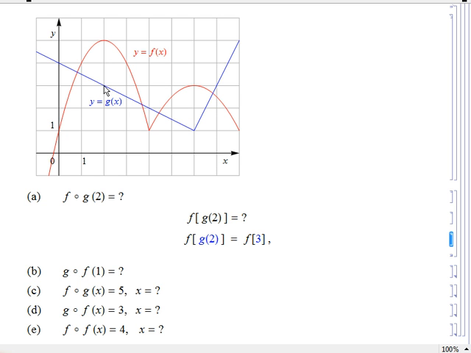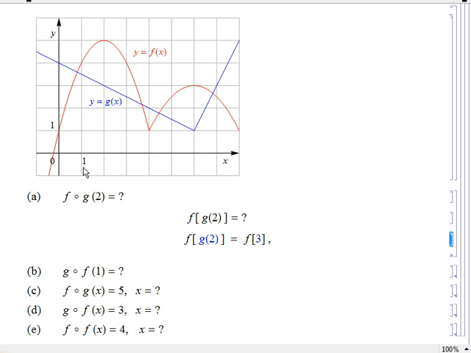Okay, now what? I just found out this whole thing is the same as f of 3, so all I have to find out is now f of 3. Which graph do I have to look at, blue or red? I'm looking for f of 3, so I have to look at graph of f, that's red. And f of 3, so how do I find it out?